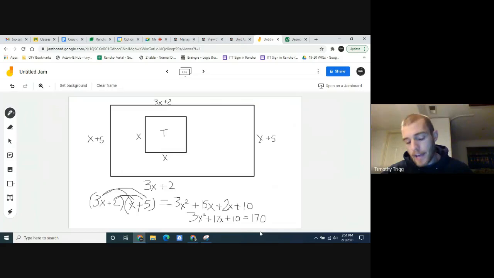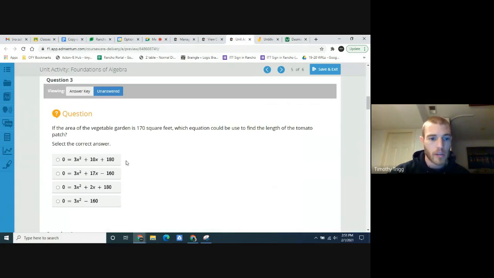So if we want to find x, we need this 170 to actually be 0 over here. The way we do that is subtract 170 on both sides of the equation. Subtract 170 from the 10. So it'd be 3x squared plus 17x minus 160. So again, that's 3x squared plus 17x minus 160 equals 0. Let's go ahead and click the correct answer there.